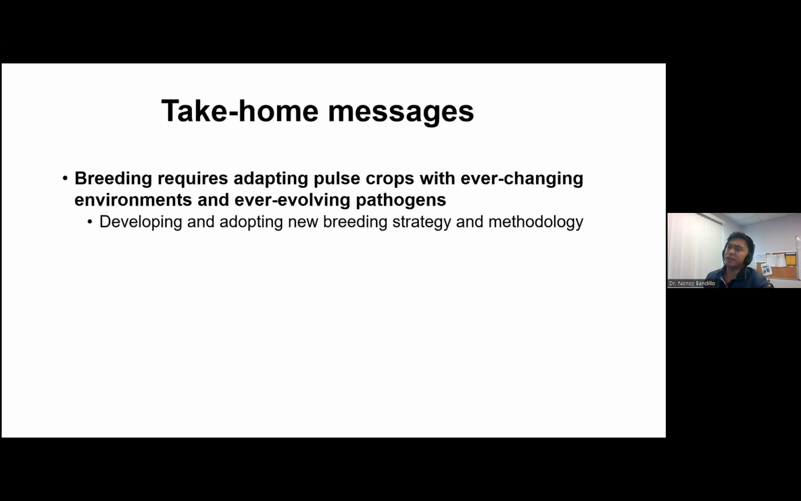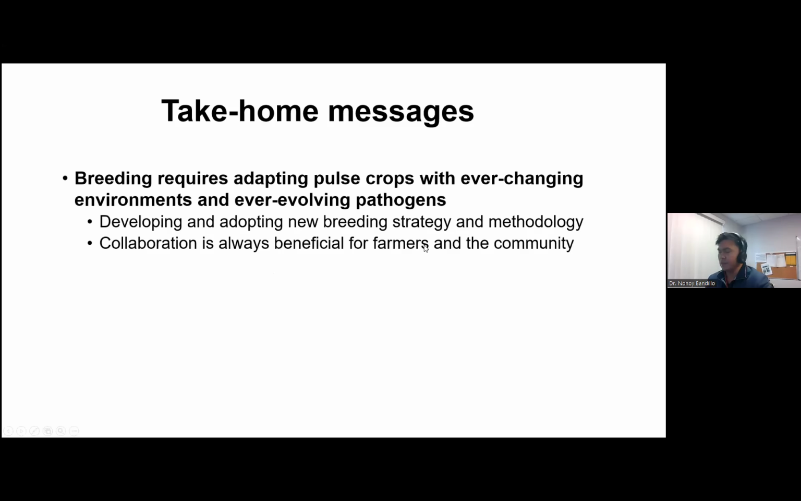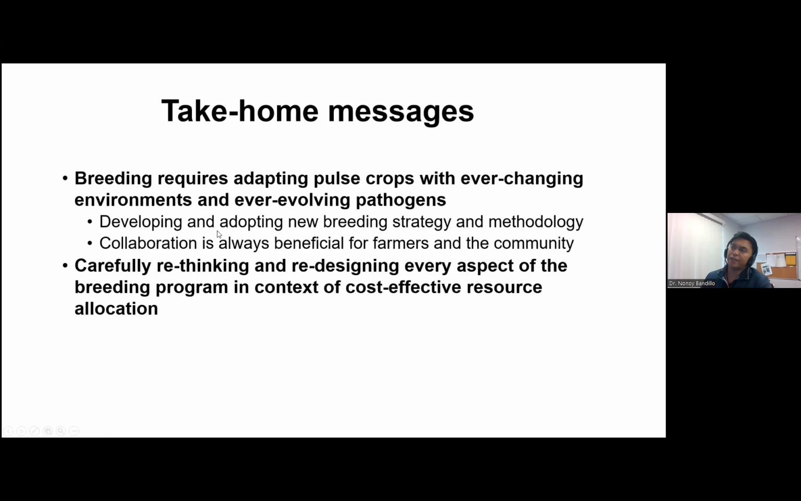And the take-home message here is breeding requires adapting crops to ever-changing environments and ever-evolving pathogens. And how do we adapt? I think we develop new breeding strategies and methodology. Collaboration is always beneficial for farmers and the community. And then we are carefully rethinking and redesigning every aspect of the breeding program in the context of cost-effective resource allocation.